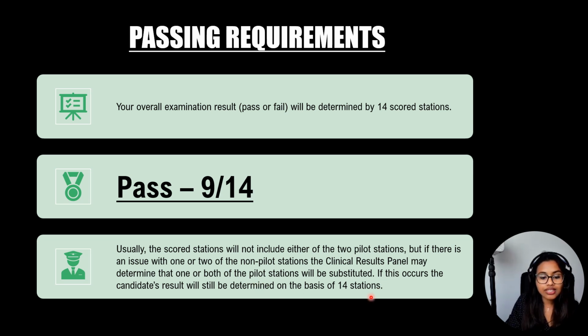So if this occurs, the candidate result will still be determined on the basis of 14 stations, but because of some issue that happened with a scored station, they might have to include one of the pilot stations to make up the 14 questions that you need for the examination, right? So that's why they basically do the pilot examination. Again, another reason why they take pilot questions.